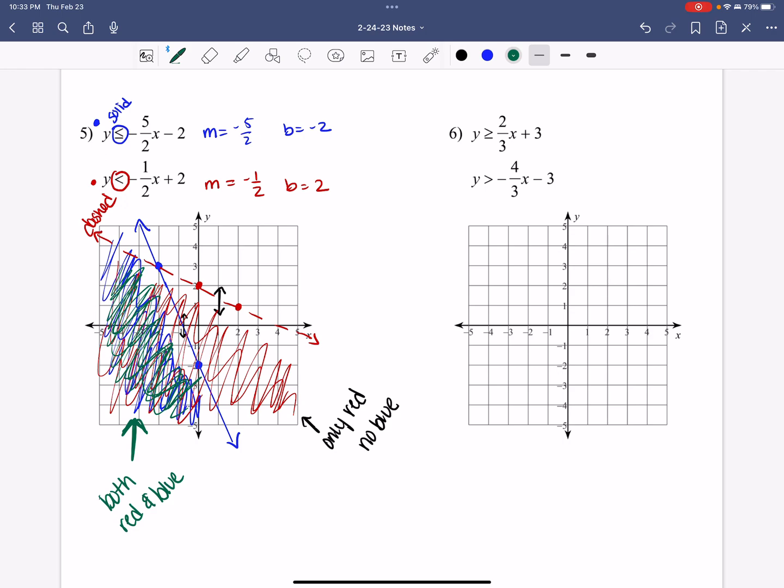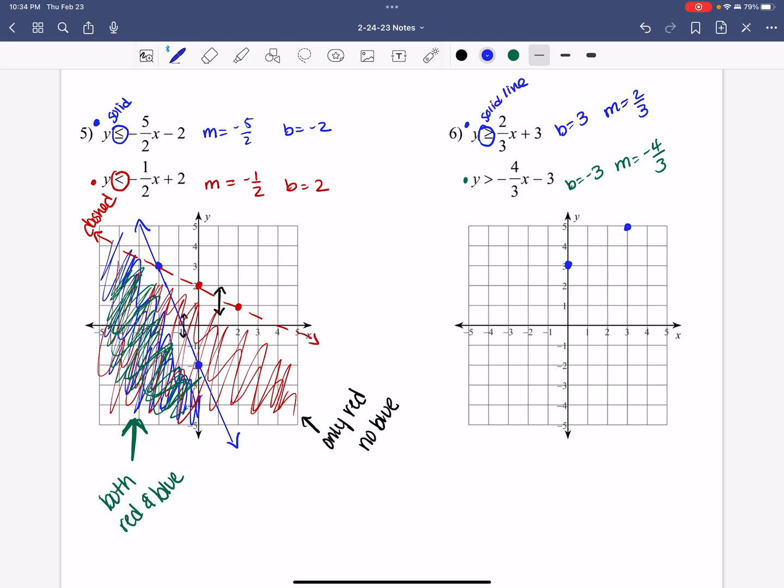Going on to the next one. Since I have green on, I'm going to make this green and this blue. So b is going to be 3, my m is going to be 2 over 3. And this one, b is going to be -3, and my m is going to be -4 over 3. Let me start with my blue. My y-intercept is going to be 3. I'm going to go up 2, 1, 2, and over 3, 1, 2, 3. Again, this is going to be a solid line.